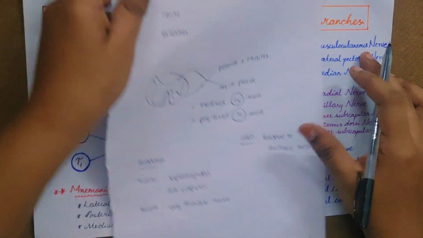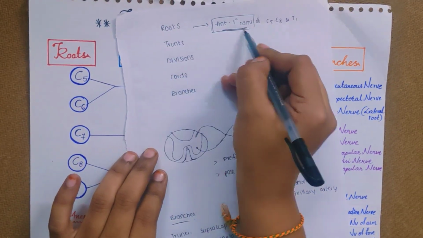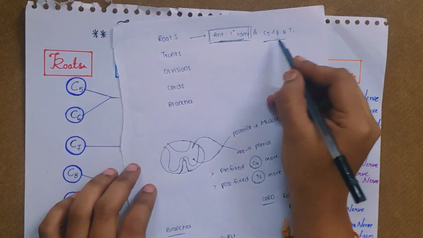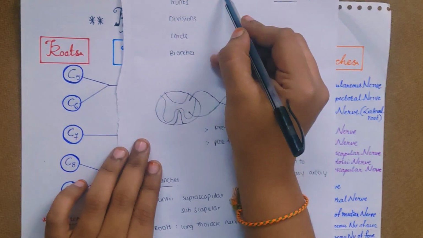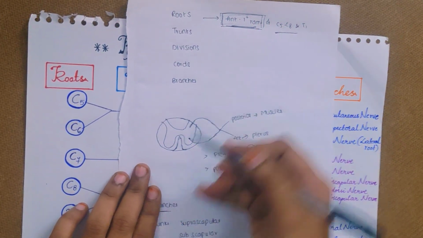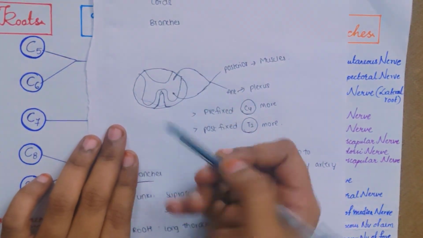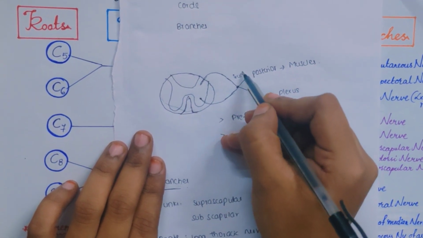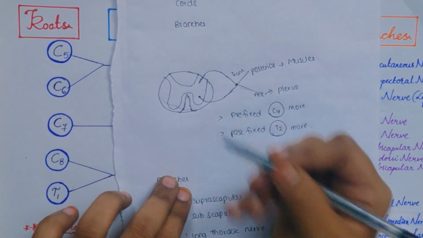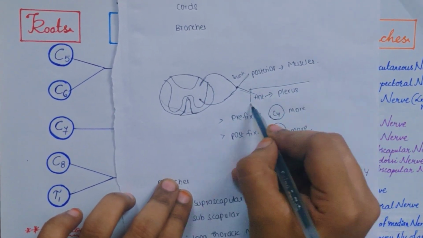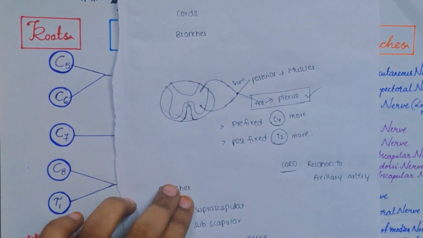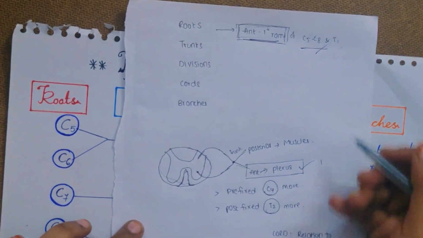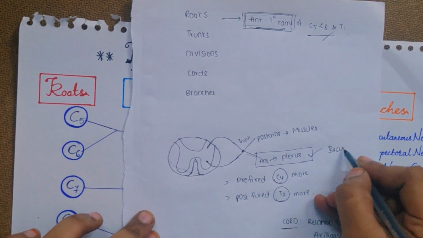First of all, roots. Roots are from the anterior primary rami of spinal nerves C5 to C8 and T1. What are these anterior primary rami? If you can see the cut section of the spinal cord, the dorsal and ventral roots combine to form a trunk. From this trunk arise anterior and posterior rami. These anterior primary rami are involved in plexus formation. Here, from the spinal cord, C5 to C8 and T1 form the brachial plexus.